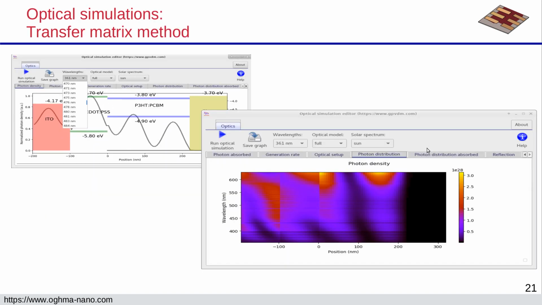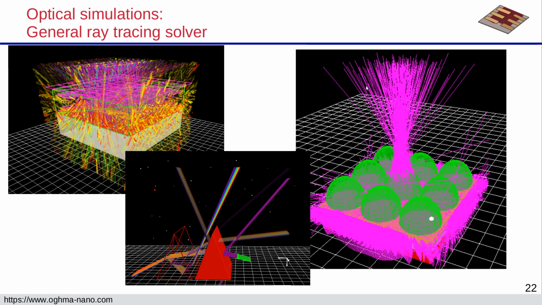Optical models, so it can do the transfer matrix model. If you want to know where your photons are in your device, it can just solve the transfer matrix equations, which is quite useful. So you can calculate photon density at different wavelengths, and all these types of good things with different light sources and whatever. You can do ray tracing. This is quite a nice recent addition to the model.